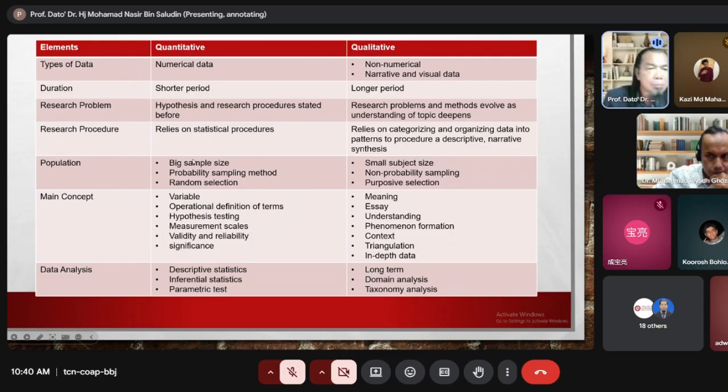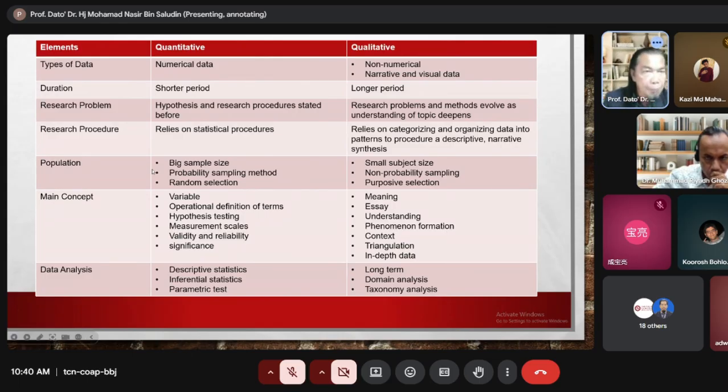synthesis. Population: a big sample size in quantitative, with probability sampling methods, random sampling. Qualitative has a small subject size; even one, two, three, four, five, under 10, using non-probability sampling, purposive selection.